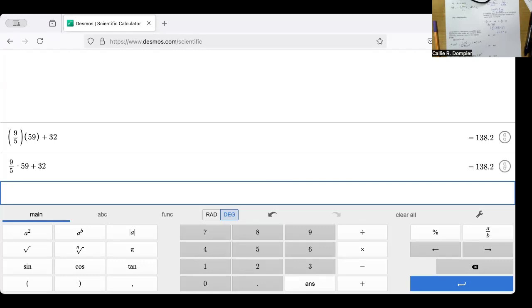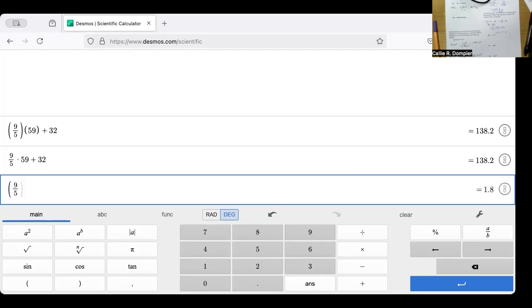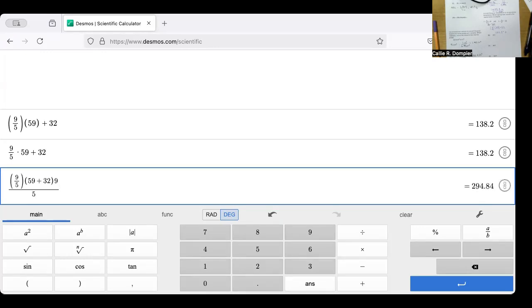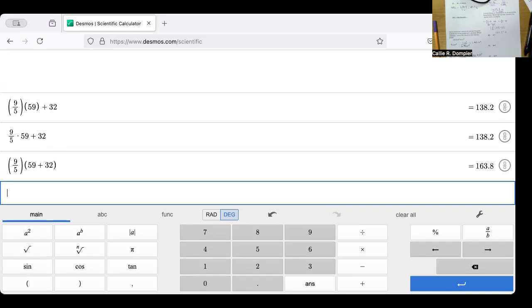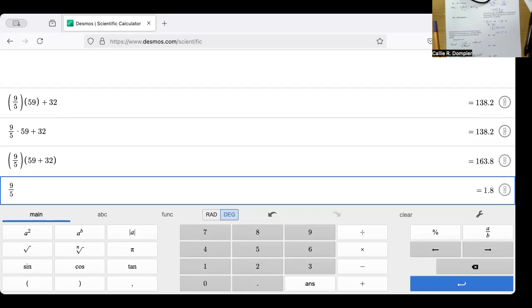But if you do your parentheses incorrectly and say like 59 plus 32 and put that in parentheses, it will not give you the right answer. All right, so just be very careful with how you enter it. You want to put parentheses around the term that you're inserting. So 9/5 times. All right. 9/5. And then the safest way is just put parentheses around the term you're entering. Leave everything else the same. That'll give you the correct answer.